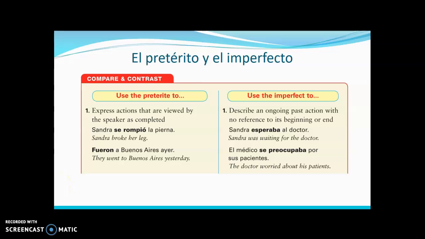The preterite is used to express actions that are viewed by the speaker as completed. Sandra se rompió la pierna. Fueron a Buenos Aires ayer. Whereas the imperfect describes an ongoing past action, has no reference to the beginning or the end of the action. So, Sandra esperaba al doctor. El médico se preocupaba por sus pacientes. Okay, there's no beginning or end. Now, with the preterite, we know it's been completed.